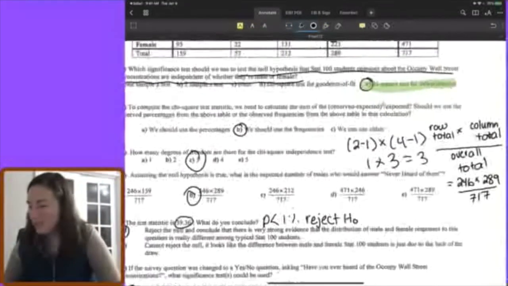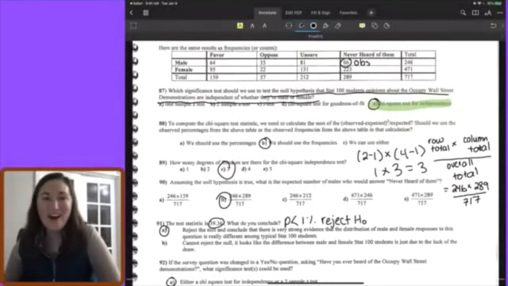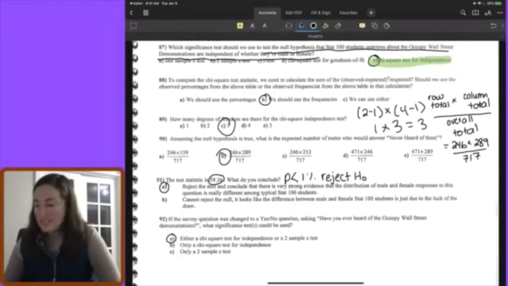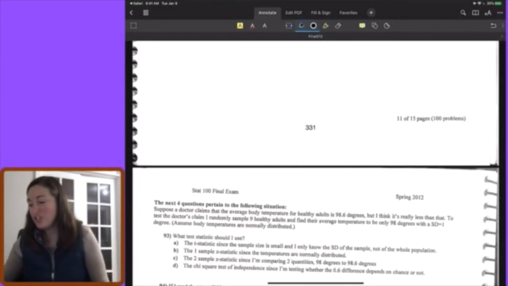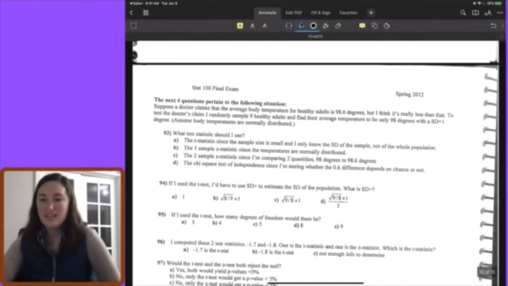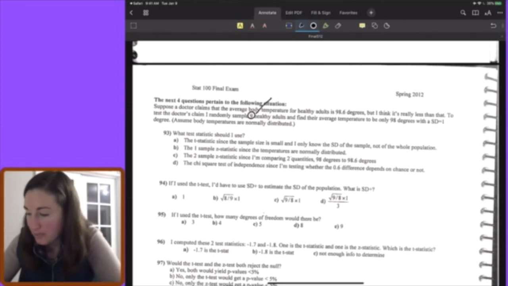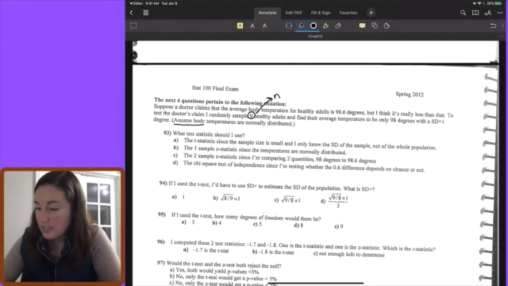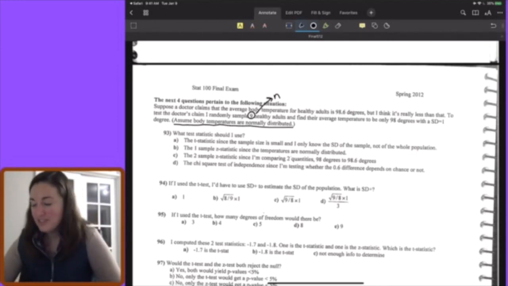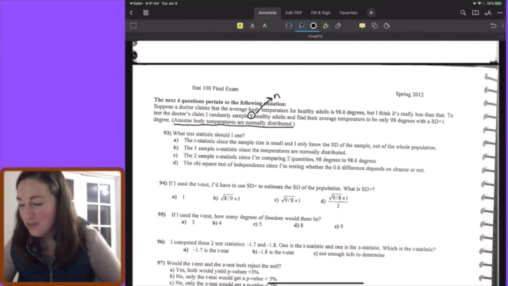Okay, we have one more test. We just have the t-test. That's the last one. So I know these last couple questions should be about the t-test. It says, suppose a doctor claims your average body temperature for healthy adults is 98.6, but I think it's less than that. To test the claim, I randomly sample 9 healthy adults. Right away, I'm like, ooh, I have a small sample, and their average is in fact a little bit lower. It says to assume they follow the normal curve. And then what test should I use?